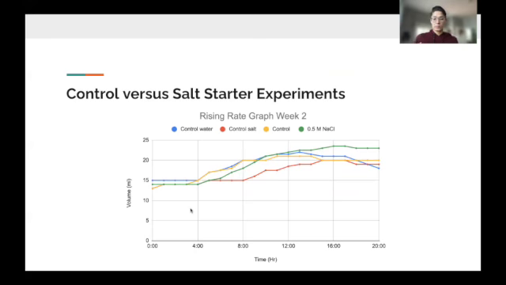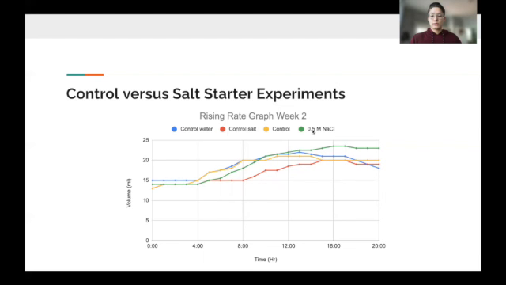So then the next week we have our rising rate graph 2, and this time we used 0.5 molar NaCl. Now we can compare the control with water, which is just a sourdough starter that hasn't been exposed to any salt stress, and then a similar control that hasn't been exposed up until this point to stress, and then we're going to expose it to that stress. And then we also have our control, which we have been growing in the salt.